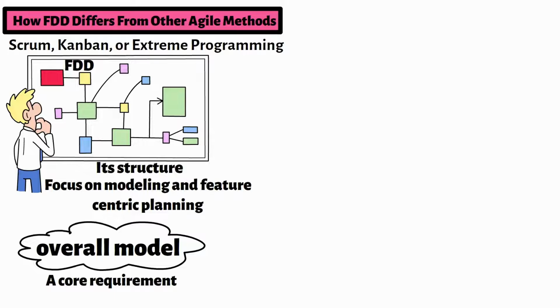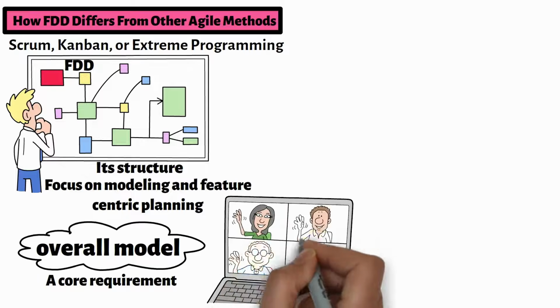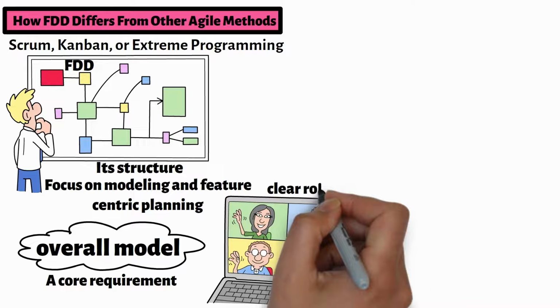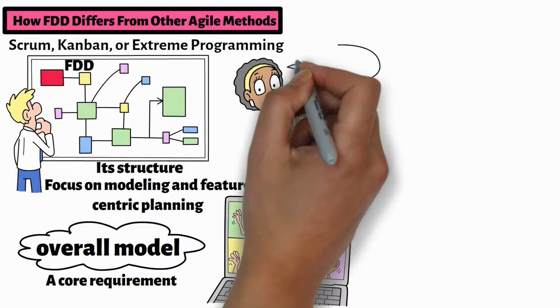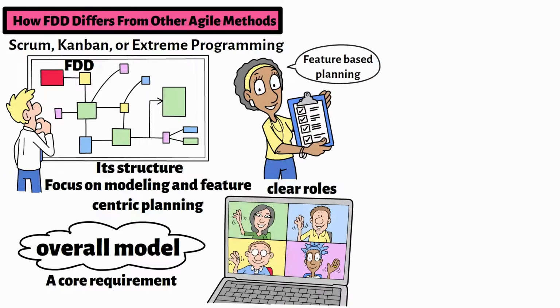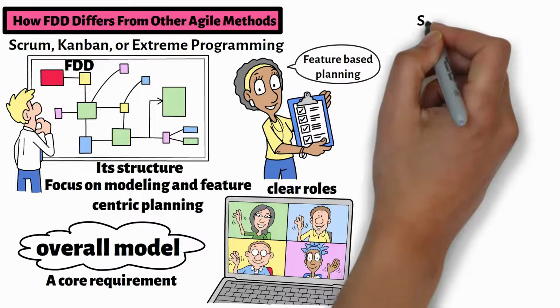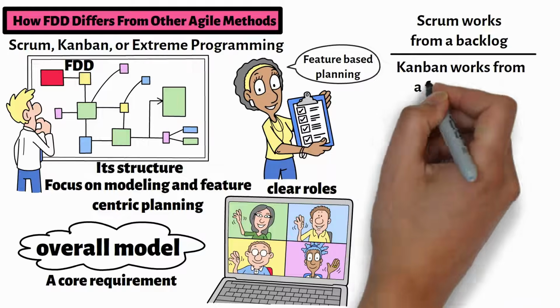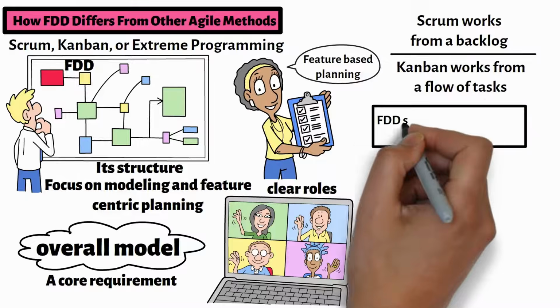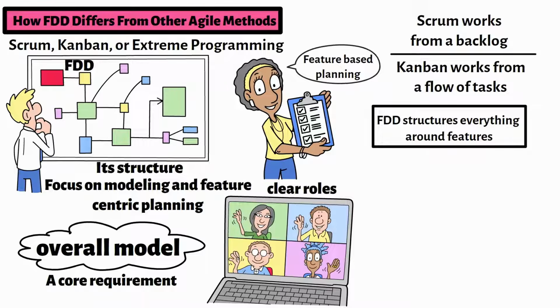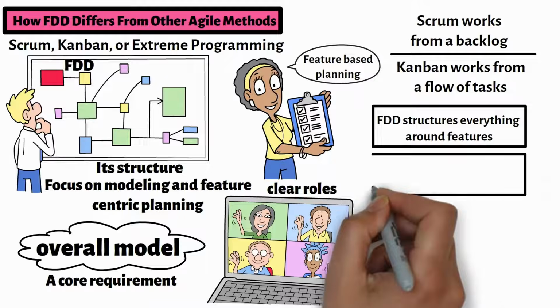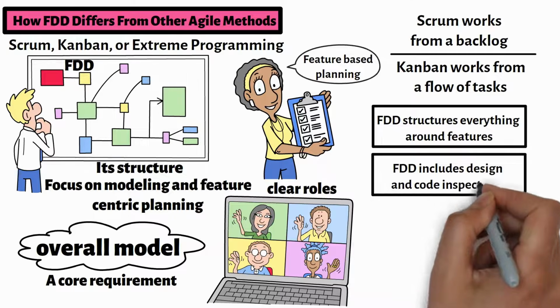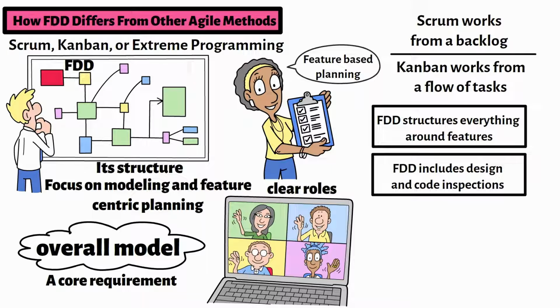FDD also defines clear roles, such as class owners and chief programmers, which helps large teams stay organized. Another major difference is the emphasis on feature-based planning, where every feature is a small, user-valued piece of functionality. While Scrum works from a backlog and Kanban works from a flow of tasks, FDD structures everything around features linked directly to the model. Finally, FDD includes design and code inspections as part of the process.